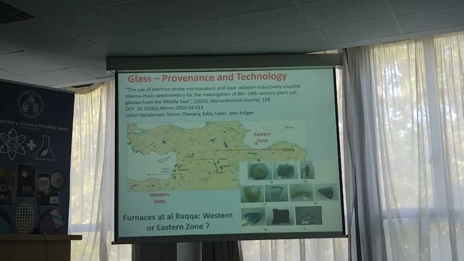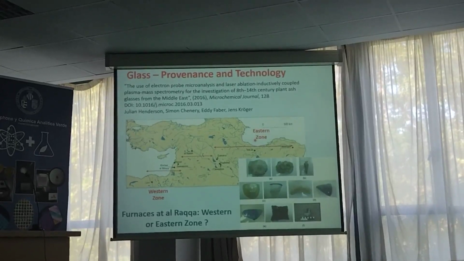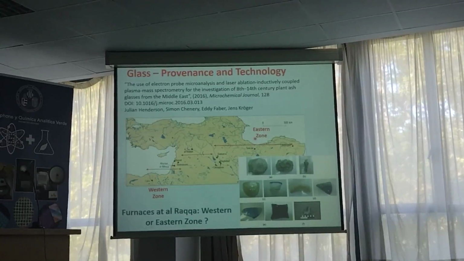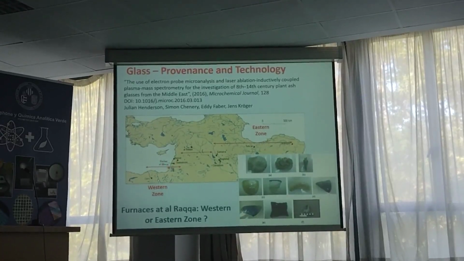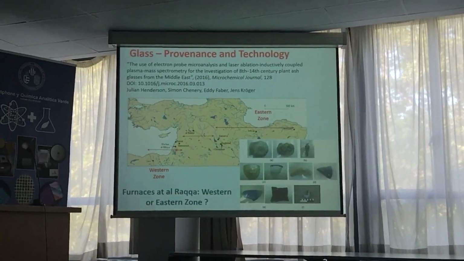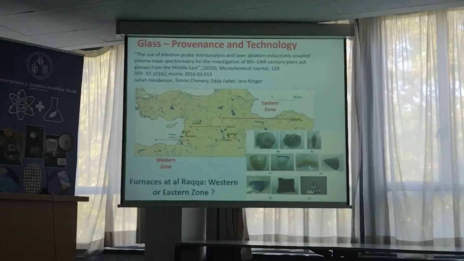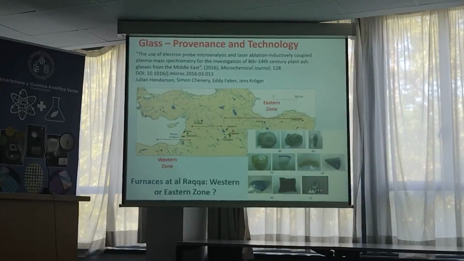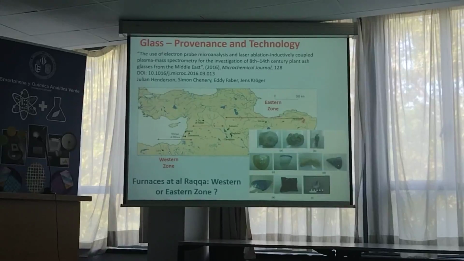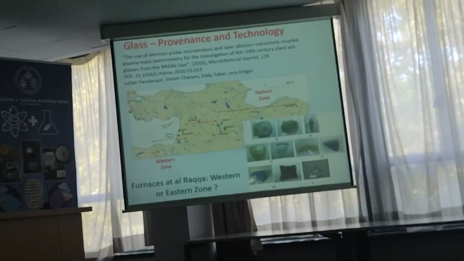Okay, so the first example was some work we did on glasses from the Middle East. These are Islamic glasses from the Muslim times, and we have samples from the Western zone. So we had samples from Cairo, Kirbat, Damascus, and Beirut. We had what we called the Eastern zone, so Samarra, Baghdad, Ctesiphon, and in the extreme east, Nishapur. But we also had some samples from Al Raqqa.